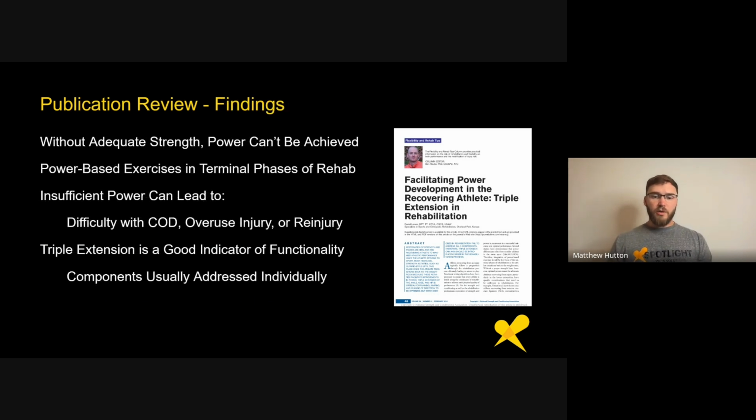So again, this is just an editorial opinion. This isn't backed by any kind of data or evidence in this study, but what he was discussing was that without adequate strength, the power can't be achieved. So you have to lay the foundation of the strength before you can get to power.